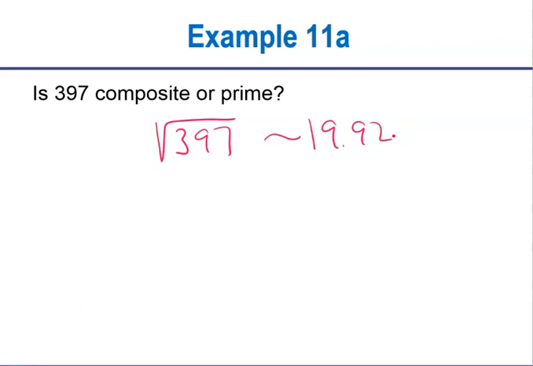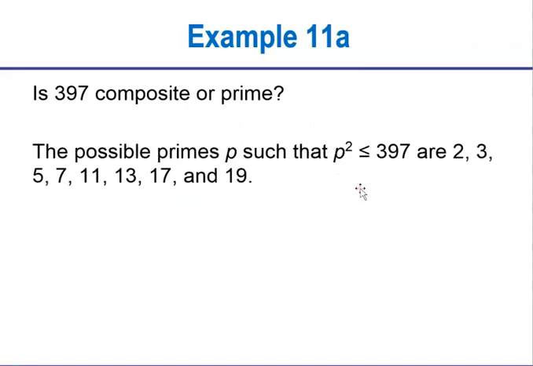So if we check our prime numbers up to that point and none of them divide 397, then we know that 397 is prime. So I'm going to check 2, 3, 5, 7, 11, 13, 17, 19. And if I don't find anything on that list, then I know 397 is prime. Okay, so let's just start checking. And here's what we have.